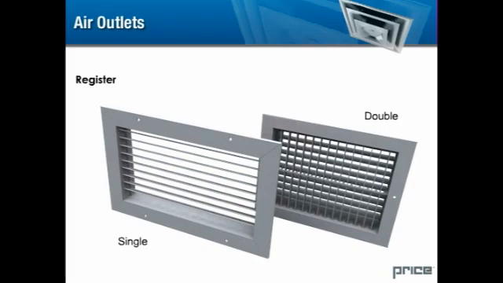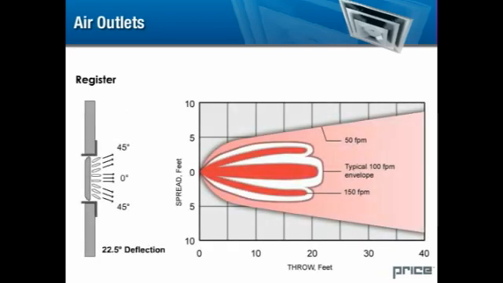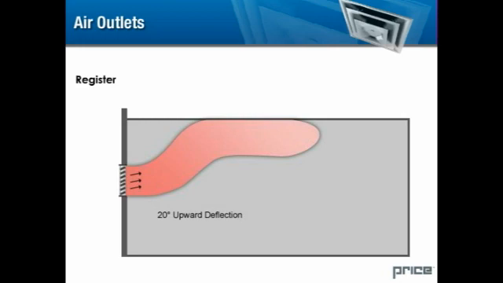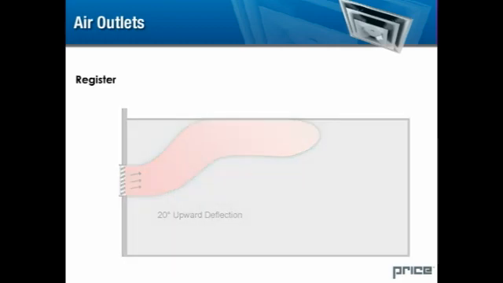The single deflection type includes one set of blades in the horizontal or vertical orientation. Air pattern is adjustable in one plane only. The double deflection type includes two sets of blades in both the horizontal and vertical orientation. Air pattern is adjustable in both the horizontal and vertical planes. Adjustment of the vertical blades provides spread control of the air pattern, reducing both throw and drop. Adjustment of the horizontal blades provides control over the deflection of the air pattern. Air can be directed up or down to suit the application.